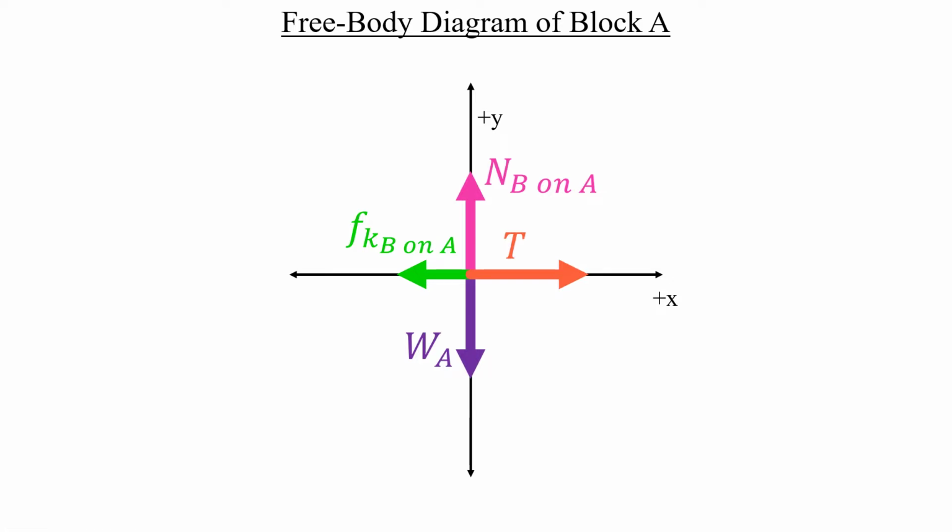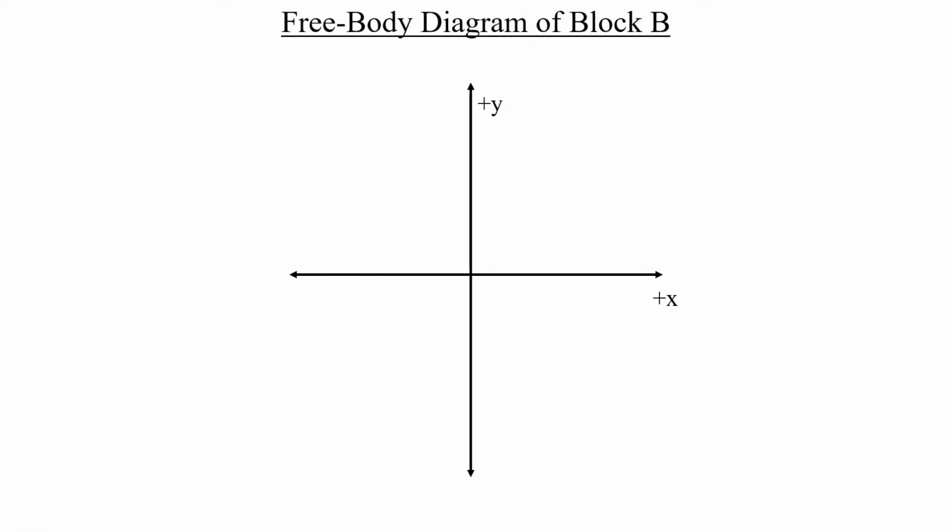What about block B? Well, strap in. It's going to get a little complicated here. We'll move on to block B very carefully and very slowly. So we can still label the weight of block B right off the bat. I mean, there's nothing crazy or special about that. However, there's another downward force that we have to account for.